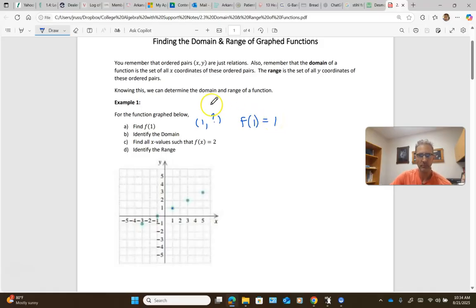Now, the second thing we want to do is identify the domain of this function. Well, because this function consists of only 5 points, the domain is just going to consist of 5 values. And it'll be those x coordinates from these 5 points. Okay? Remember, think about your domain as being all the values for x, and your range as being all the values of y.